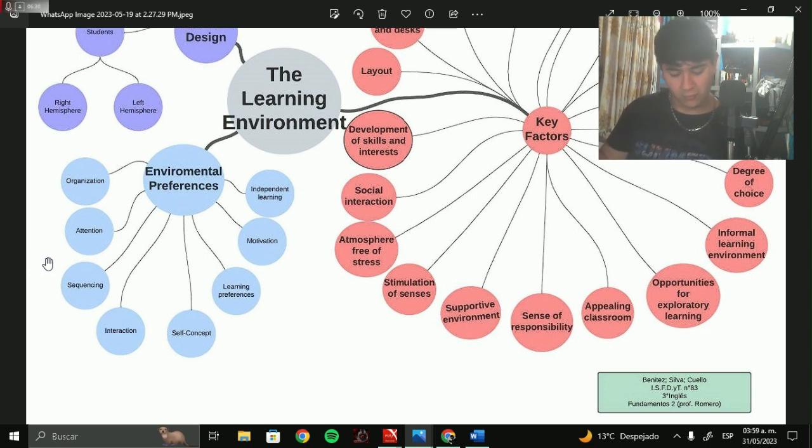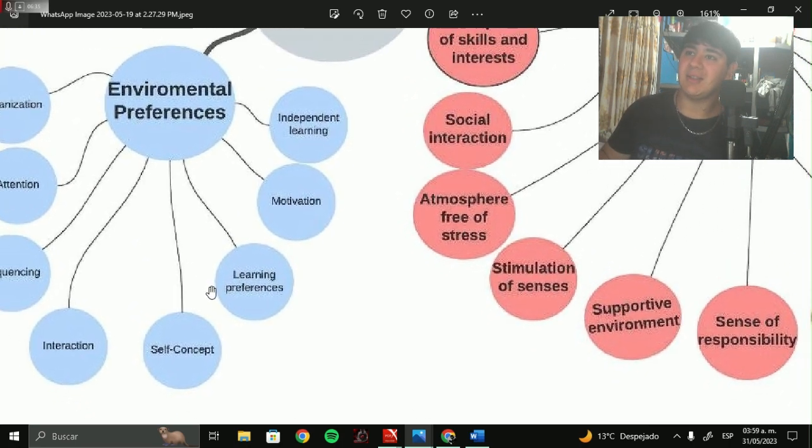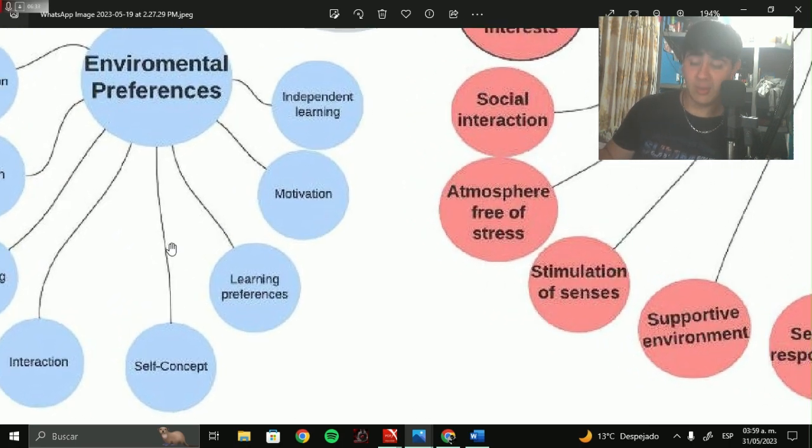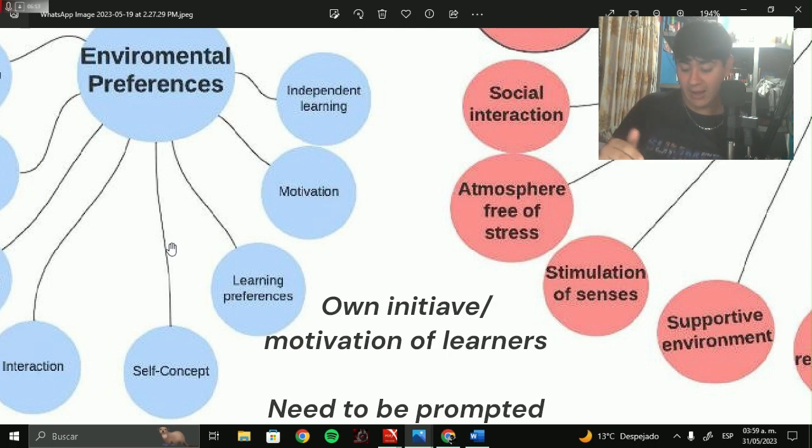Again, one important thing here that I want to mention also is the motivation or initiative. This is very important for the learning outcome, the nature and degree of motivation shown by the learners. Because here we have two things: their own initiative and the need to be prompted. These things are very important because that can change your learning program.